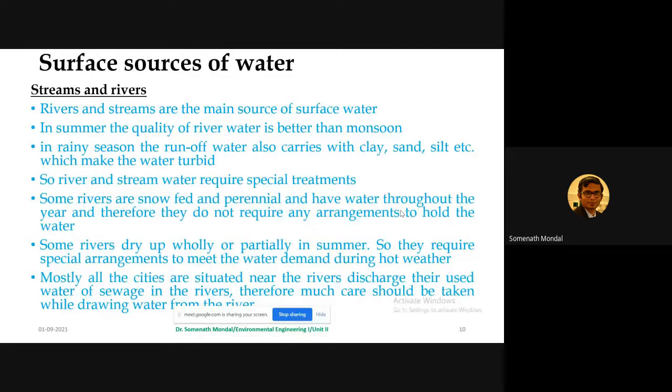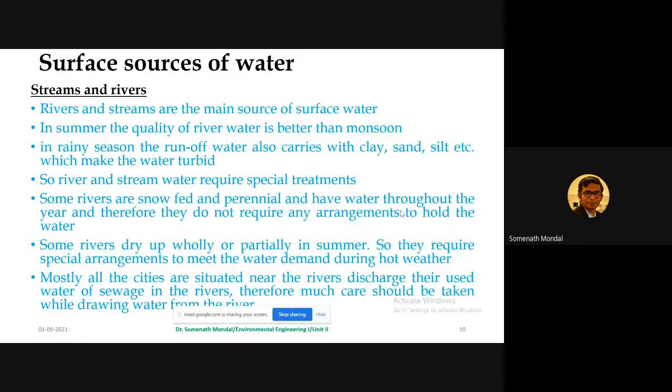In the summer, the quality of water is better than in the monsoon, and the reason is very well understood. During the rainy season, the runoff water also carries clay, silt, and other biological and organic matter that makes the water turbid. The BOD can also increase, and once runoff is happening you cannot control the process, so the chance of that water getting contaminated is also high. So river and stream water requires special treatments.